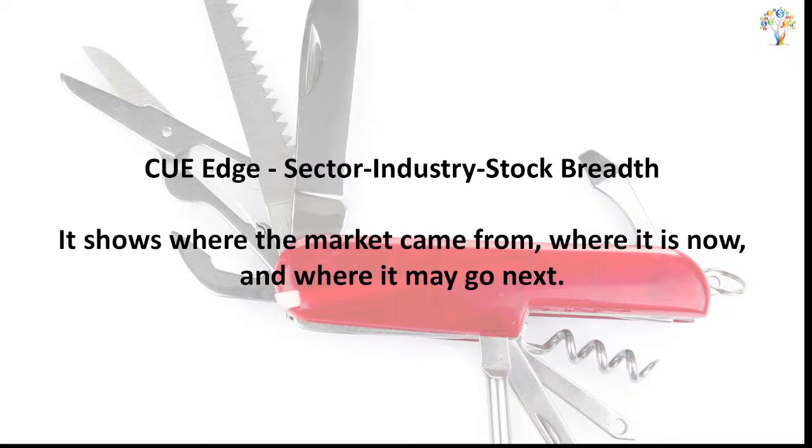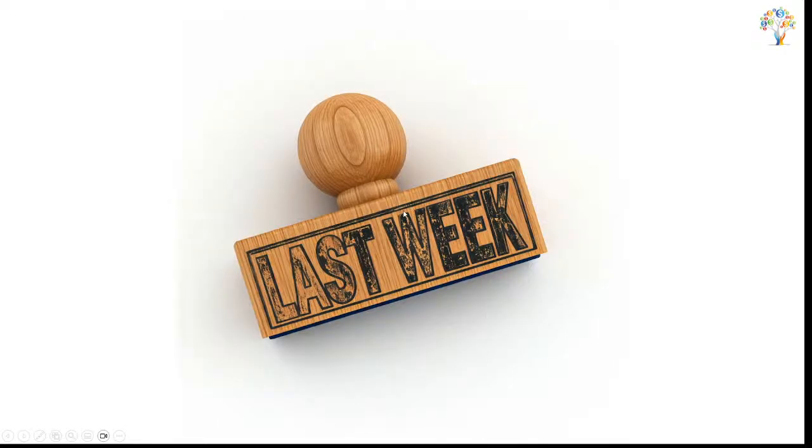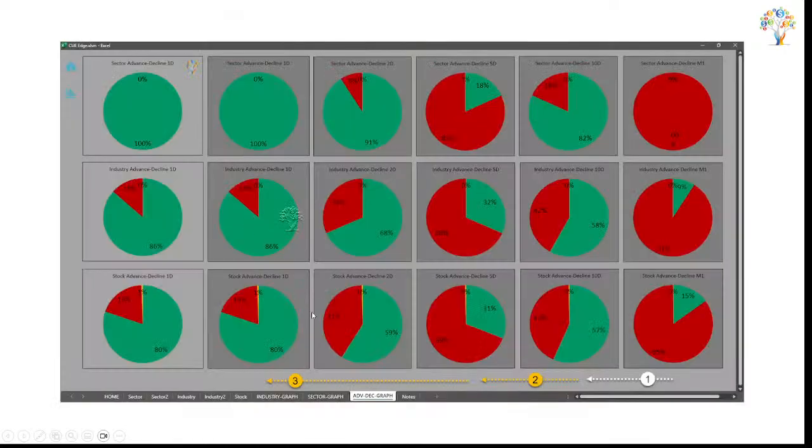QH again, sector industry stock breadth. It shows where the market came from, where it is now, and where it may go next. Proof of the pudding is in the eating. We know that. Last week, this is the snapshot I shared of sector industry stock breadth. And in that market recap, Friday 1 week ago, I showed from bearish, it turned bullish from 1 month to 10 day. 10 day to 5 day, it turned bearish again. And 5 day to 2 and 1 days, it was bullish.